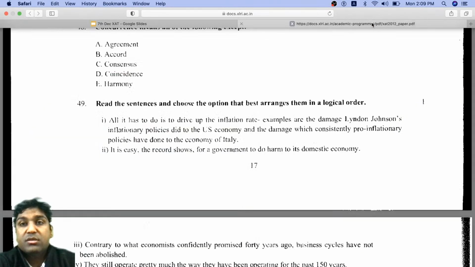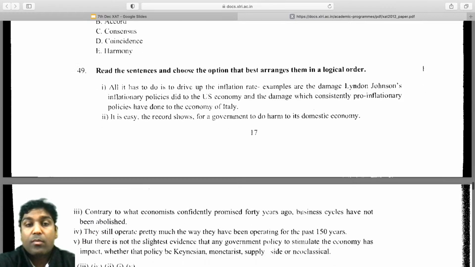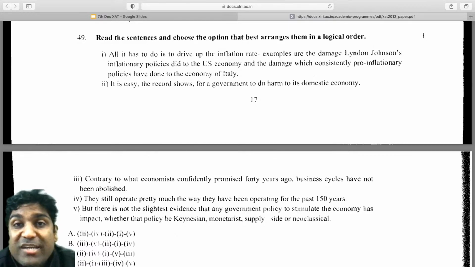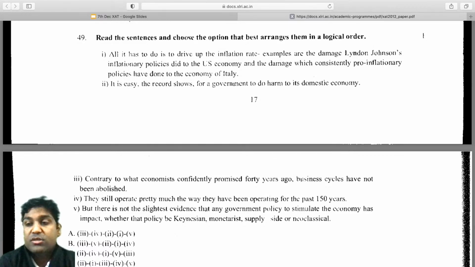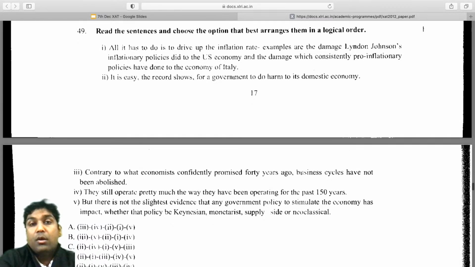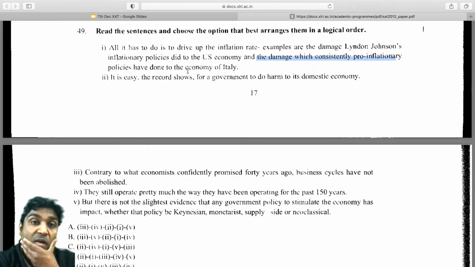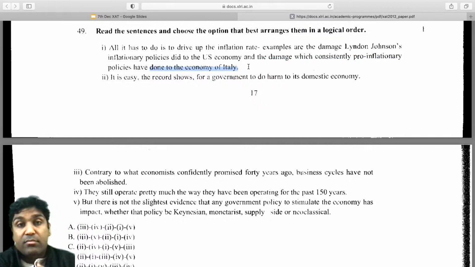Let's go and solve some questions. Read the sentences, choose the option that best arranges them in a logical order. This is a good question, and I like this question. It says that all it has to do is to drive up the inflation rate. Examples are the damage Lyndon Johnson's inflationary policies did to the US economy, and the damage which consistently pro-inflationary policies have done to the economy of Italy.